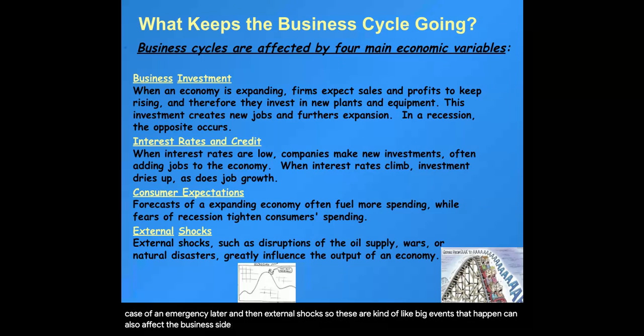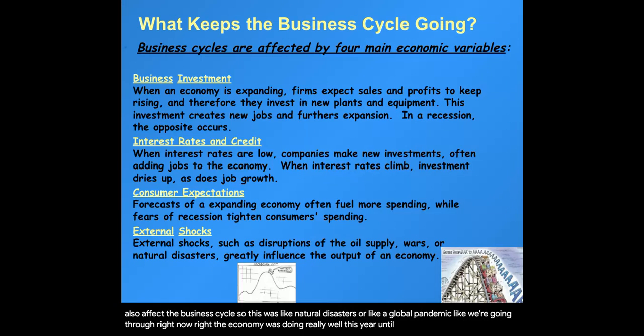External shocks are big events that can also affect the business cycle, like natural disasters or a global pandemic like we're going through right now, right? The economy was doing really well this year until COVID hit. And then once COVID hit, people had to shut down businesses, we had to close everything, we had to keep people safe. So definitely the economy took a hit because of the external shock of COVID.